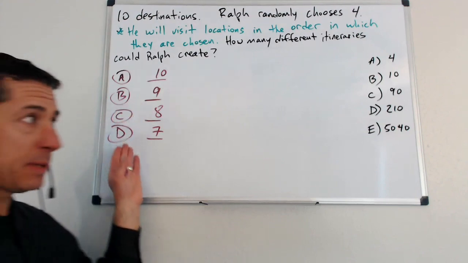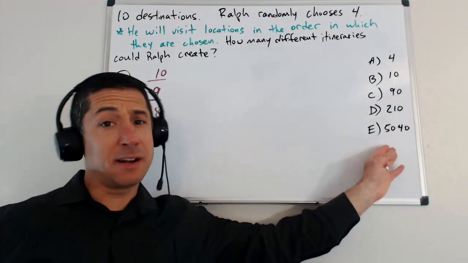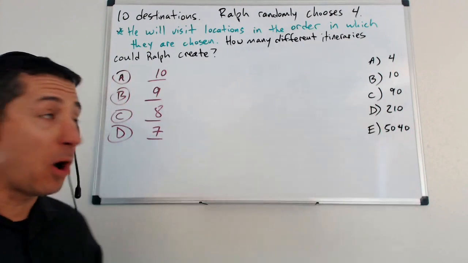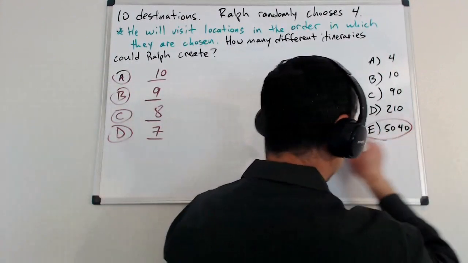All we have to do is multiply these together the way the answer choices are written. I don't even have to do the arithmetic. Clearly it's going to be E. There's nothing else that's even in the right ballpark. So our answer here is E.